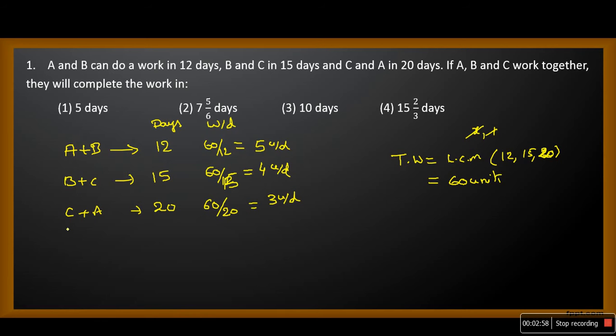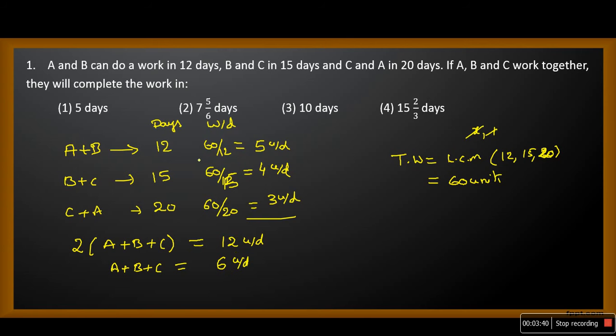Now, if you add all the efficiencies, what do I get? 2 times, because A is there 2 times, B is there 2 times and C is there 2 times. So 2 times the efficiency of A, B and C is doing how many units per day? 5 units per day, 4 units per day, 3 units per day. So 12 units per day. I am adding all the work done per day: 5 plus 4 plus 3, 12. With what efficiency are they doing it? 2 times the efficiency of A, B and C. If A, B and C work together, how many units per day can they do? 6 units per day. Here it is 2 times the efficiency, so with 1 time efficiency, they will do half of the work, that is 6 units per day.